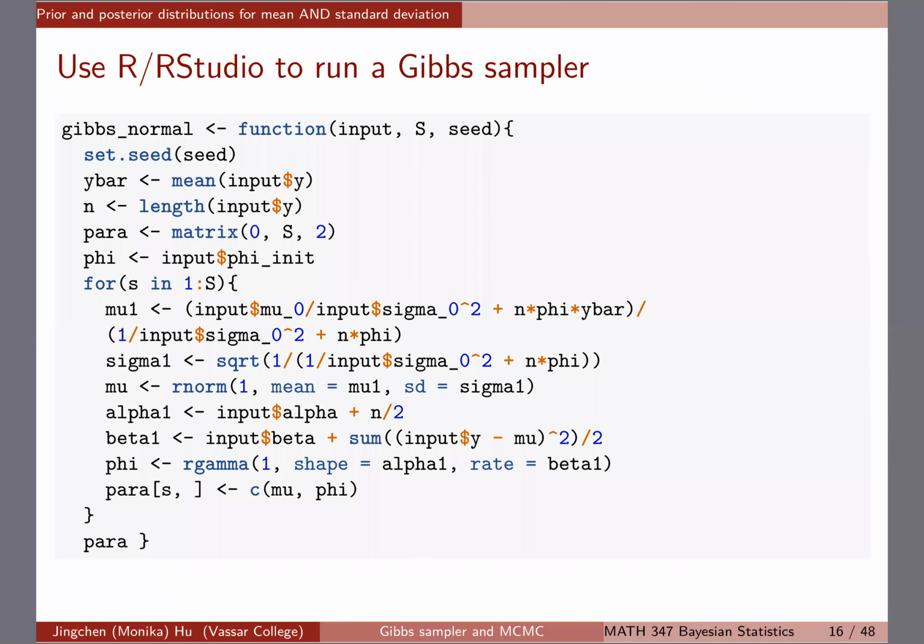To actually do it, take your time going through this. This is the function. I don't know if you have experience writing an R function before, but pretty much you are wrapping a few lines of code into a function.